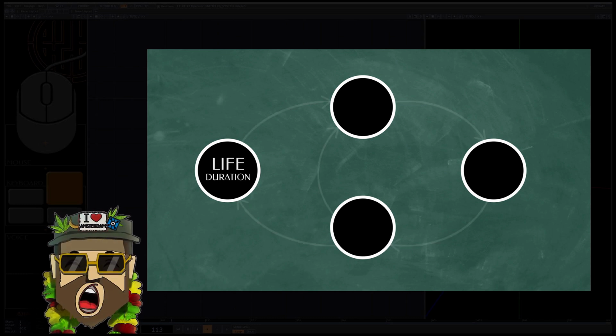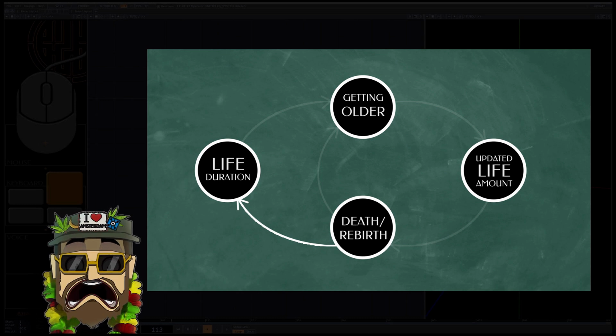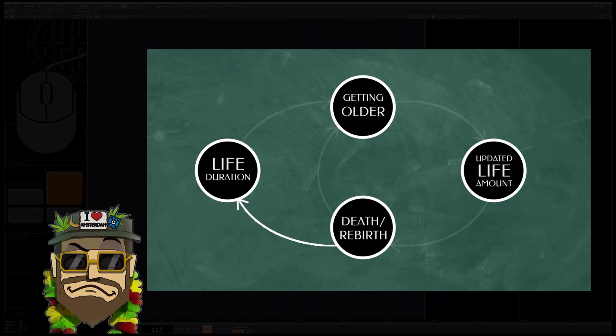It has an amount of life duration. Every frame, it's getting older. The countdown loop is on. It's getting older again. When the amount is 0, the particle dies. It gets assigned a new life duration, and the whole process restarts, over and over.